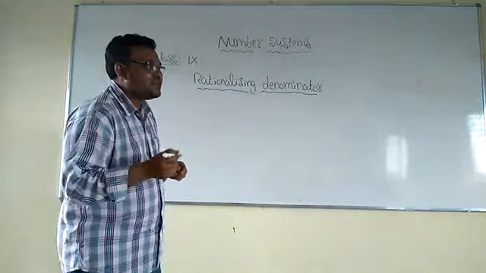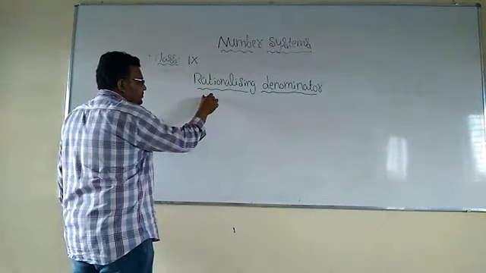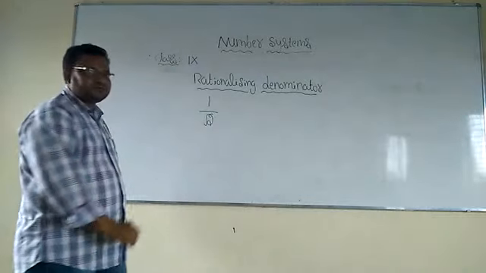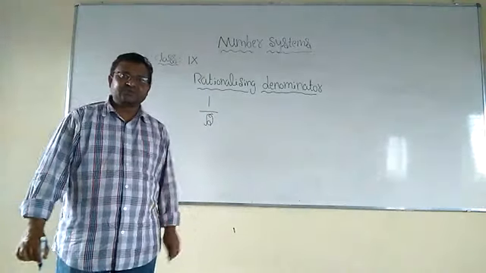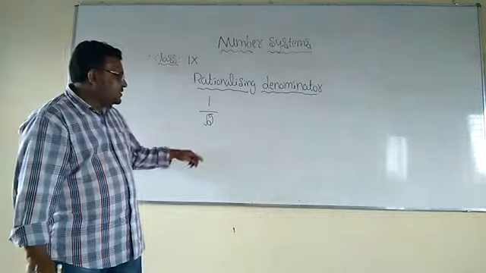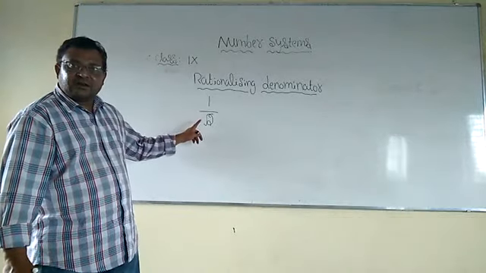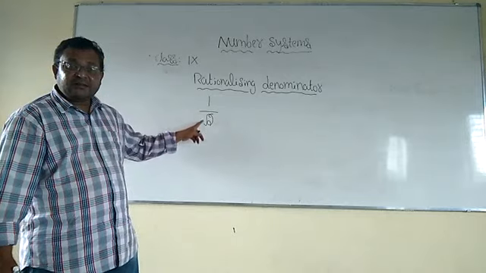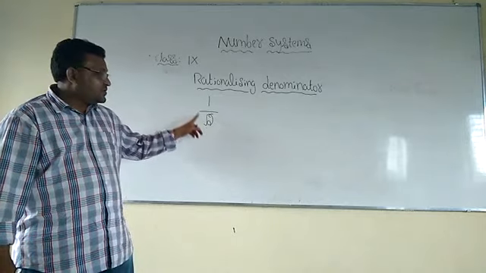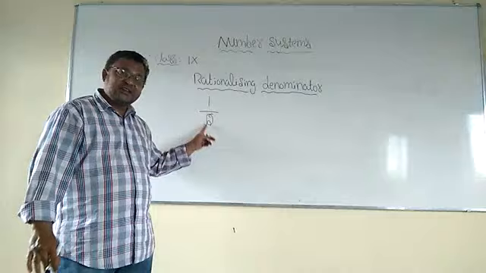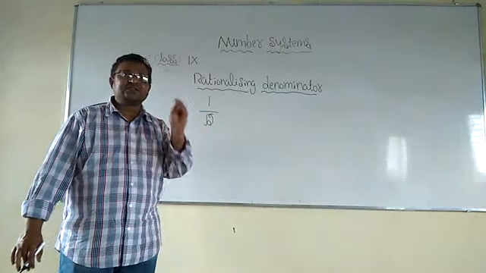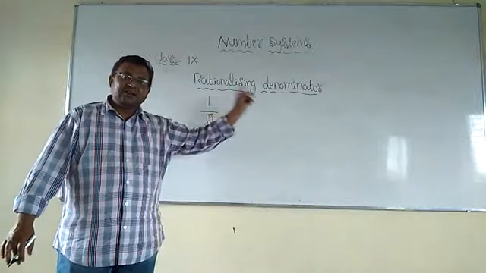What it is, some examples of 1 by root 2. It is a real number, 1 by root 2. Here, in the numerator, a rational number is there. In the denominator, an irrational number is there. So we have to change this irrational number into a rational number. That process is said to be rationalizing the denominator.